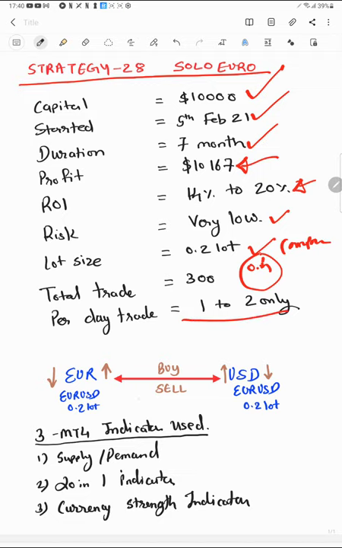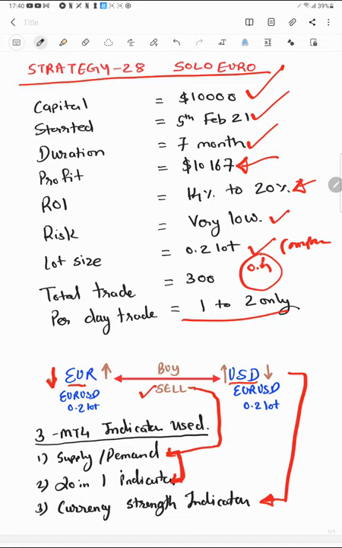Yes, a very important thing is that it trades only one pair, and we are analyzing the individual pair strength. So we are using currency strength indicators. And if the euro is on the weaker side, we take the sell position, and from which point we take the sell position, that level we decide from these two indicators, supply and demand.